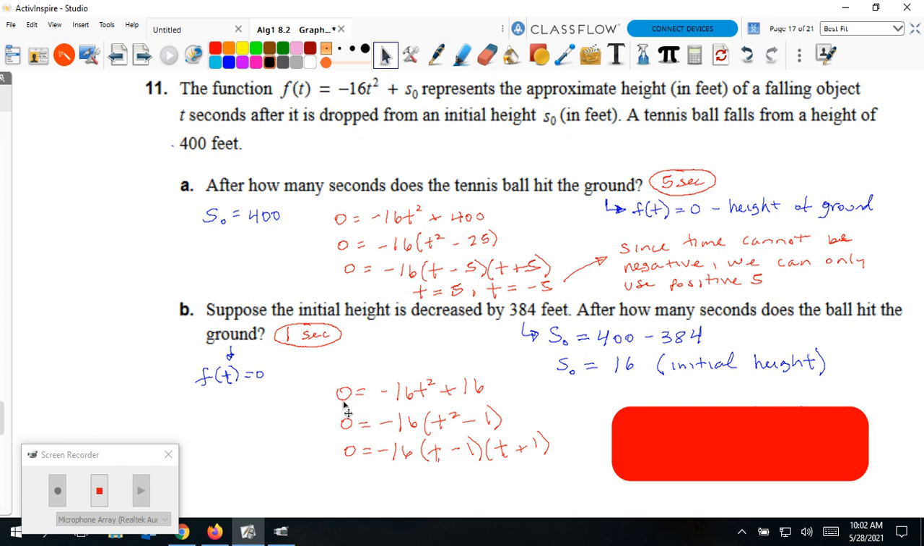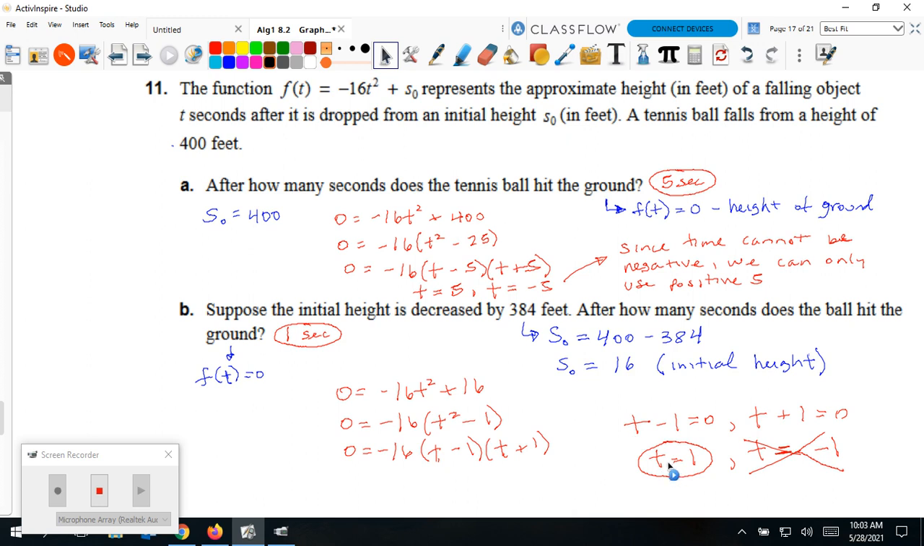When you plug in 0 here, you get your negative 16t squared, and we're going to put plus 16 for the initial height. We're factoring out the negative 16 again, getting t squared minus 1. So you had to factor out the negative and the 16 to get this difference of squares. It factors to t minus 1 and t plus 1. And so using the zero product property for just those two where the t's are, we get t equal to 1 and t equal to negative 1. But again, you can't use the negative because time cannot be negative, so we can only use positive 1. So that's where we're getting 1 second from.